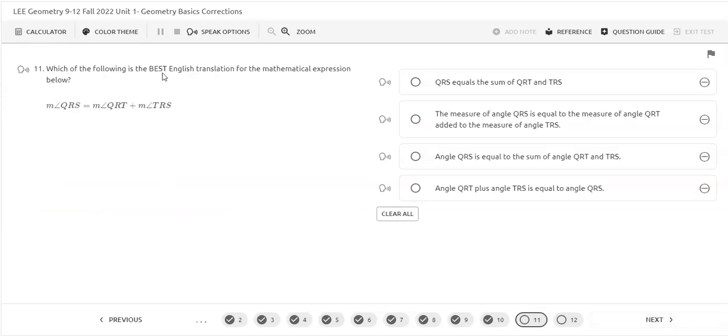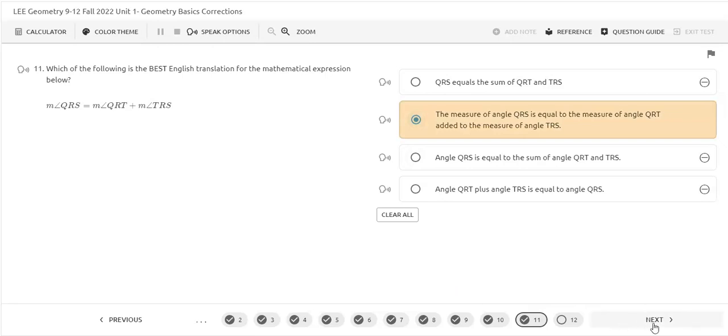Which is the best English translation for this mathematical expression? The measure of angle QRS is equal to the measure of angle QRT plus the measure of TRS. So added to the measure of angle TRS.